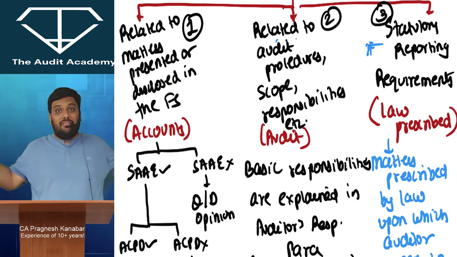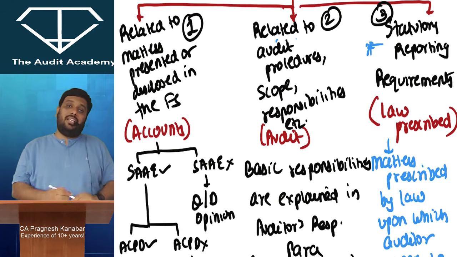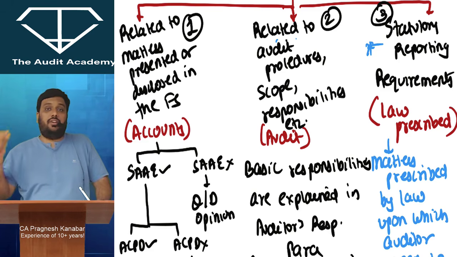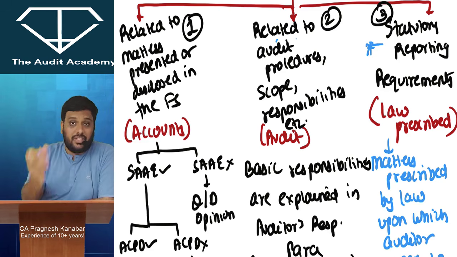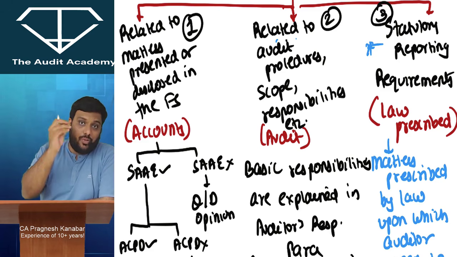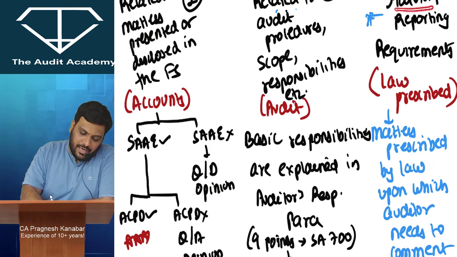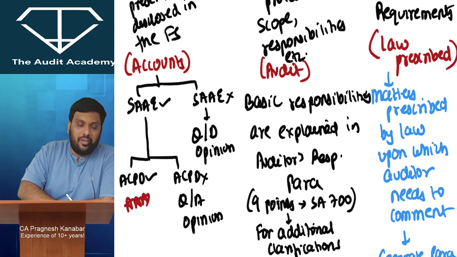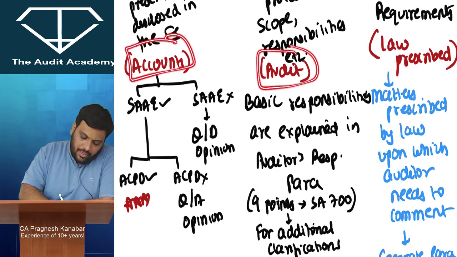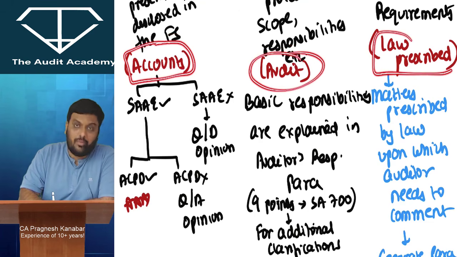And then how can we forget laws and in-laws? In Companies Act, there are two sections, section 143 subsection 1 and section 143 subsection 3, which are given in your chapter number 7 at the end after the whole SA discussion is over. Those sections ask some questions to the auditor, and auditor is supposed to comment upon those sections, and that is called statutory reporting requirements, which is prescribed by law. So in audit report we talk about accounts, we talk about audit, we talk about law.